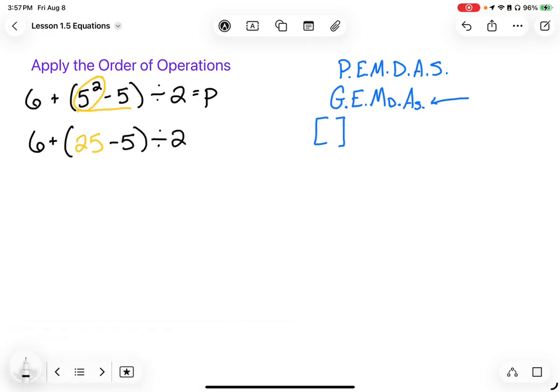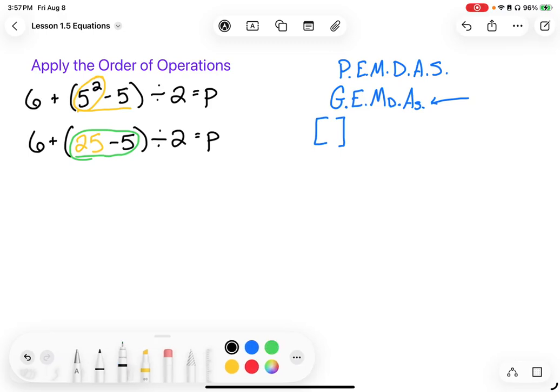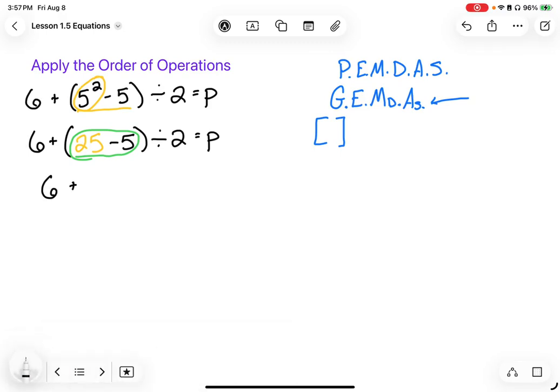Divided by 2 equals P. Okay, we still are not done with the grouping symbols. All we've done is the first thing in the grouping symbols. So next we need to do the 25 minus 5. So we're going to subtract 5 from 25. And after we do that, we will have done everything that's in the parentheses. So after we do 25 minus 5, we don't have a use for the parentheses anymore. The parentheses have been completely simplified.